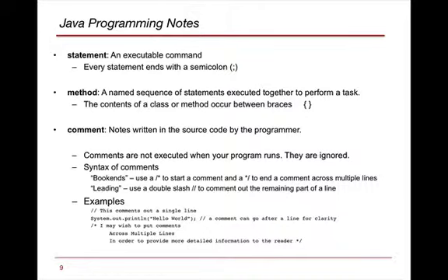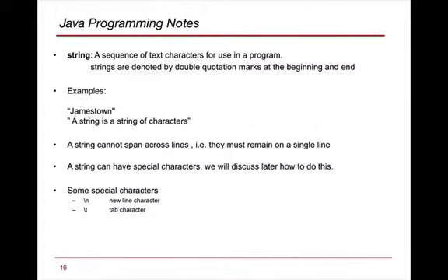A couple of other notes. Comments are notes written in the source code by the programmer. Comments are not executed when your program runs. These are ignored. And there are 2 types of comments. One are what we call bookends, which start with a /* to start a comment and finish with a */ to end a comment across a couple of lines. The other one is called a leading comment, where you use a double slash at the beginning of your comment to comment out the remaining part of the line. And below you'll see some examples of single line comments as well as multiple line comments.